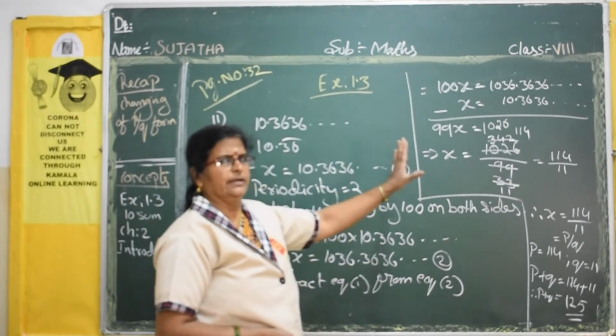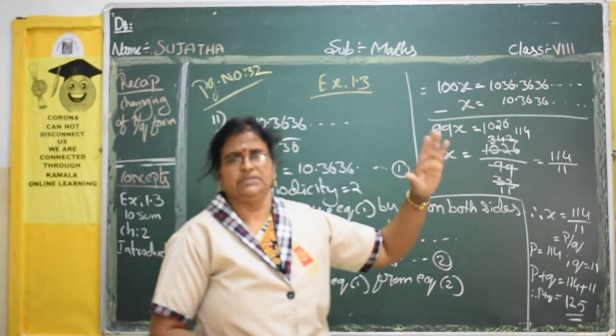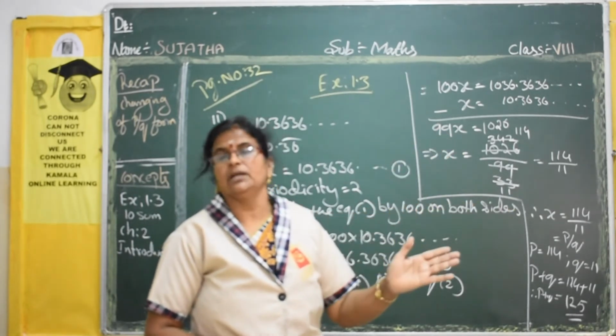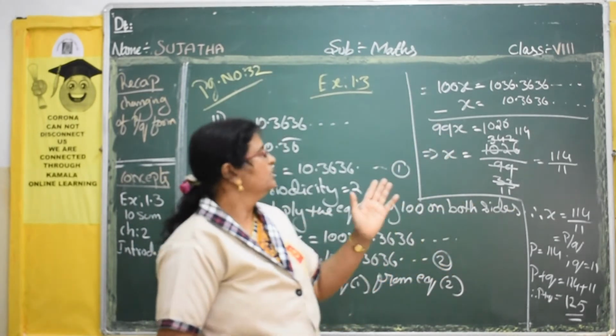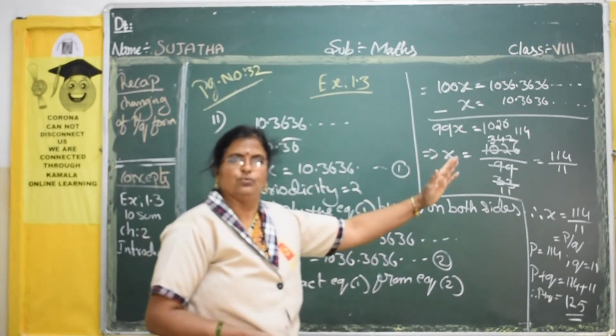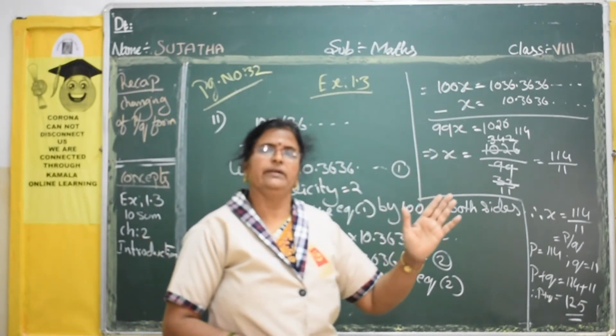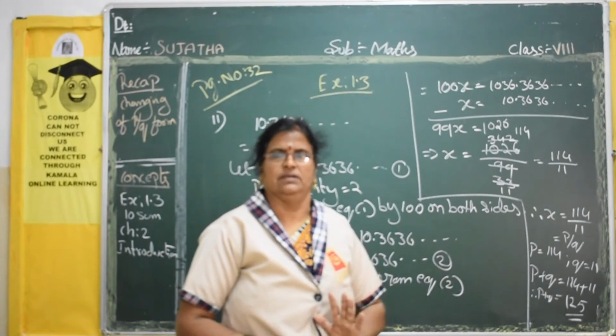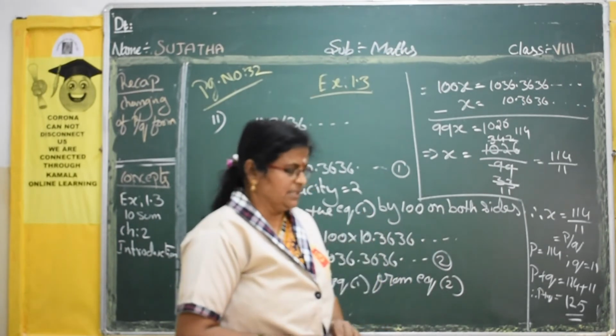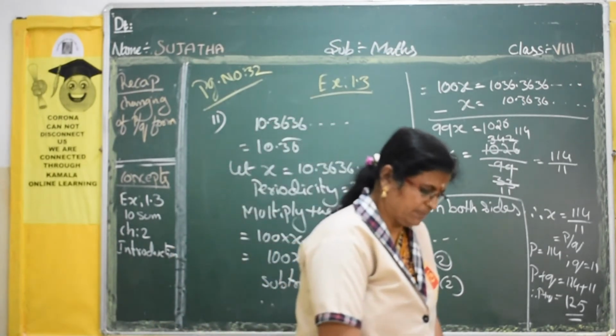For recurring and non-recurring, that is terminating and non-terminating decimals are given. How can we change them into a P by Q form? These all are important topics we learn in chapter 1. Okay. Next, we will go to the second chapter.